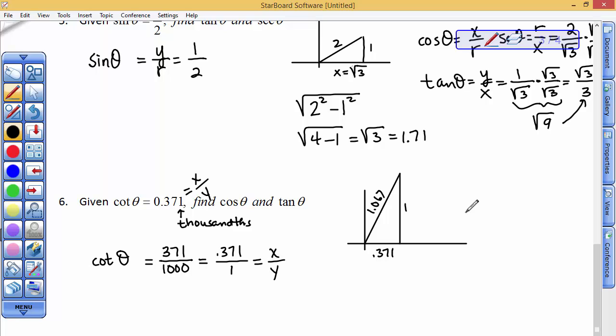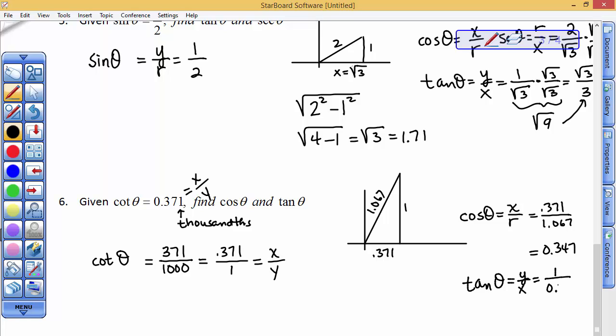So cosine of theta is defined as x over r, and x is 0.371, and r is 1.067. You're even welcome to go ahead and do the division and call it 0.347. It's up to you. A value of a trig function can be written as a fraction or as a decimal. Now really, fractions never have decimals in them, so it is more proper to do the division here. Tangent is defined as y divided by x. So in this problem, my y value is 1. My x value is 0.371. When you divide those two numbers out, you get 2.695.